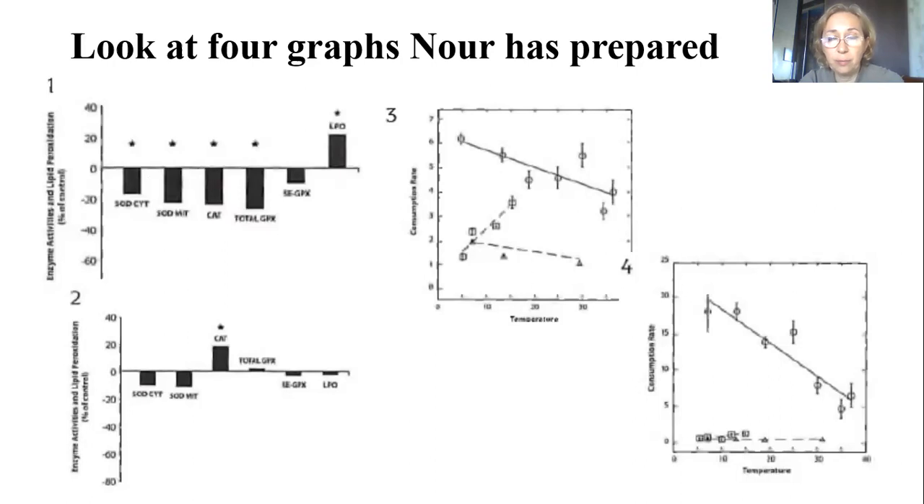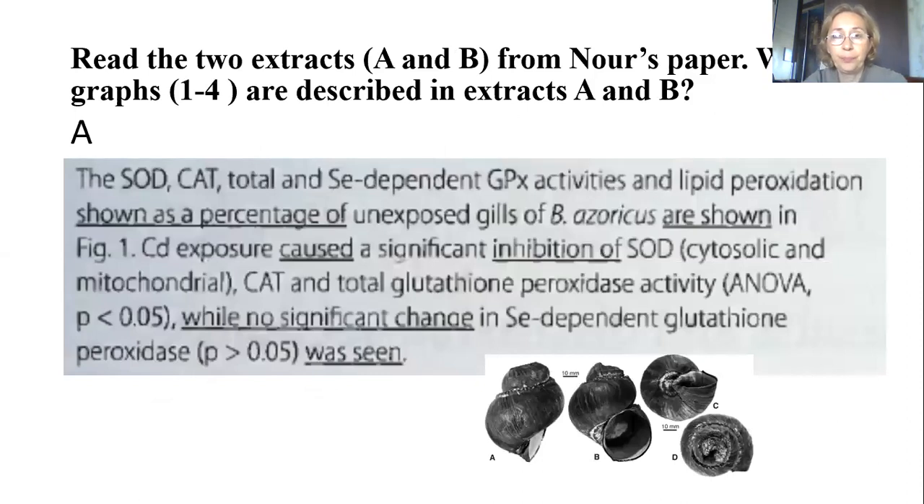And graph number 3 and graph number 4 represent linear graphs. I don't see what is given on the x-axis, but I can see temperature on the y-axis. Do you see? And the corresponding process is marked on each graph. So 4 graphs, and now we are going to read only the description of 2 of them, and we should understand which graph is described. So let us read the 2 extracts A and B from Noir's paper. Which graphs are described in extracts A and B?